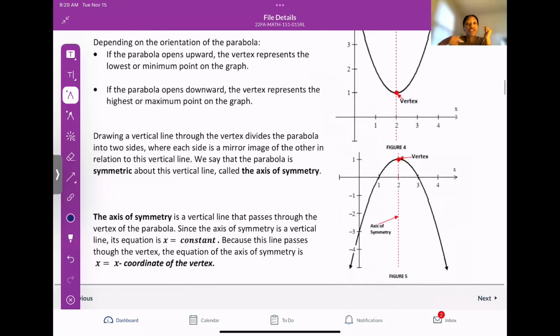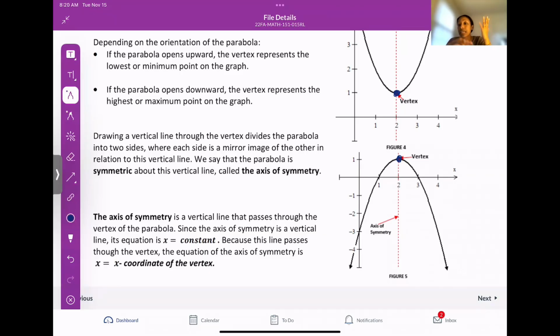Zoom out a little bit here. The red line that you see drawn through these parabolas are the lines of symmetry. Notice two things about this. One, it's a vertical line. We learned that vertical lines are of the form x equals some number. And then two, there's this point at the bottom of this parabola and the top of this one, the vertex, that the axis of symmetry goes through. So we have a vertical line that goes through this point of the vertex.